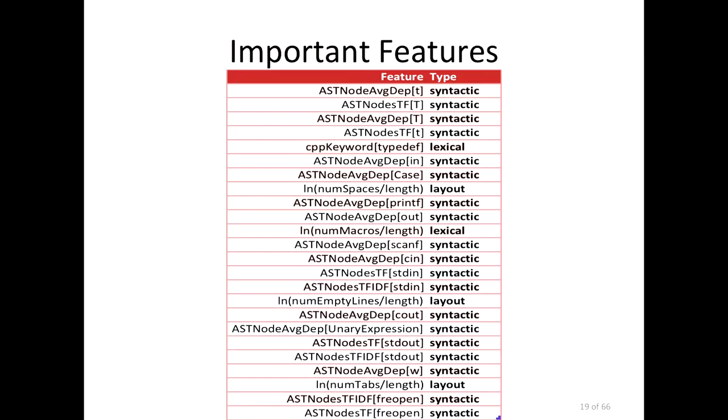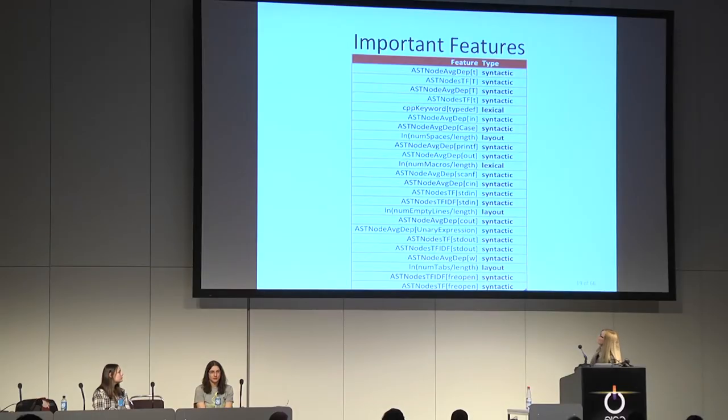And we saw a recurring subset of features coming up in many of our datasets with hundreds of authors and thousands of programming files. For example, we see here that most of the features in this list are syntactic, and these are the most important features because they have the highest information gain. The syntactic features are mostly the node depth in the abstract syntax tree and node term frequency or TF-IDF. We also see some lexical features like C++ keyword type depth, and some layout features such as the number of tabs that were used.